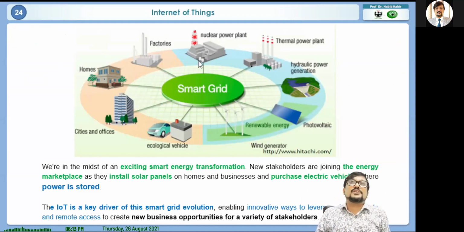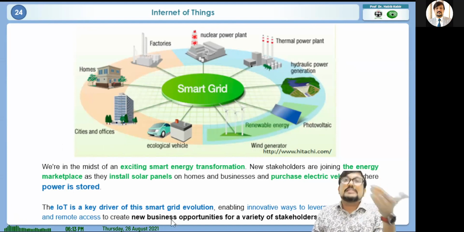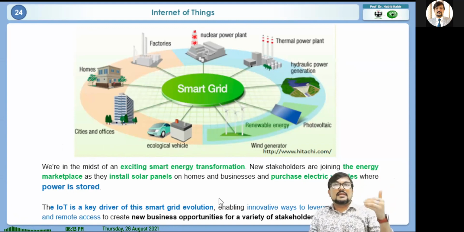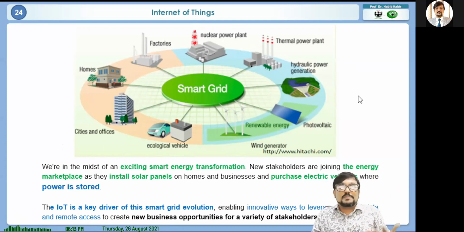That means homes, factories, nuclear power station, thermal power station, hydraulic power station, photovoltaic, wind, electric and ecological vehicles, and smart city all together. So how can we make all of this work together? By IoT, smart grid. So innovative ways are there, and there are new kinds of business opportunities. If you are thinking that you love power, high power, please be here. I know homes. I want electric vehicle. PV here. So these are the things.